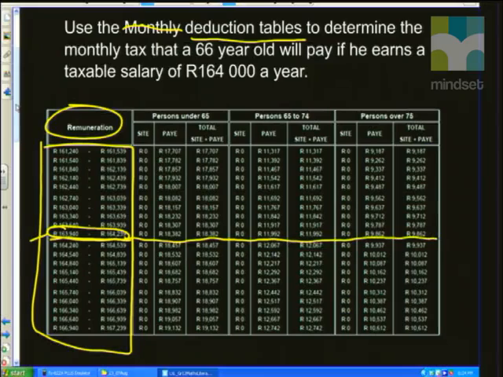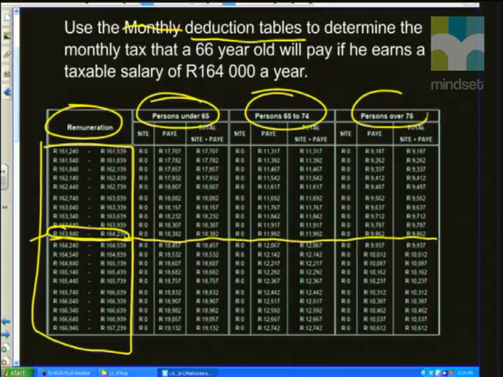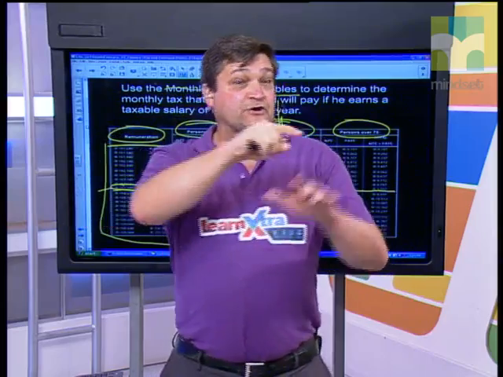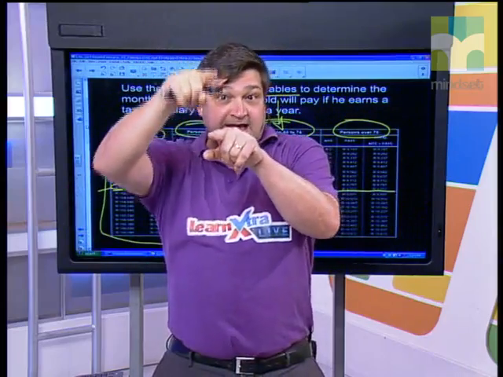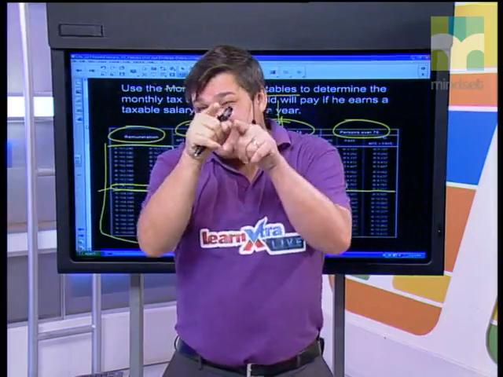Now, you will see that this is broken up into 3 parts. Persons under the age of 65, persons 65 to 74, and persons over the age of 75. Our dear soul is 66 years old. So we are going to look at this column down here. So all I'm going to do is I'm going to run my finger across, run my finger down, and see where the two clash. And that's going to tell me what tax I'm going to pay.